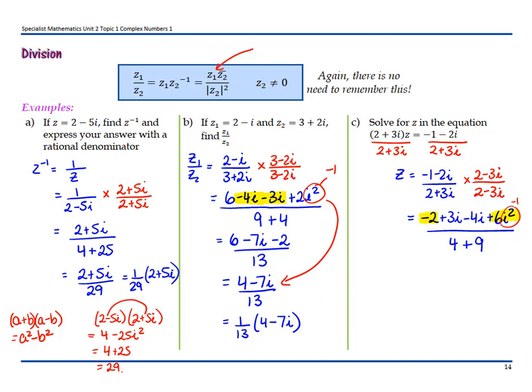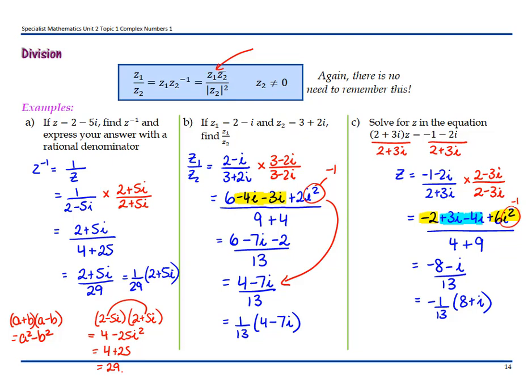So bringing things together, we have negative 2 take 6 is negative 8. 3i minus 4i is minus i, all over 13, which we could write as negative 1 over 13, 8 plus i.